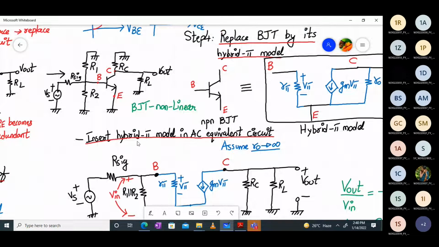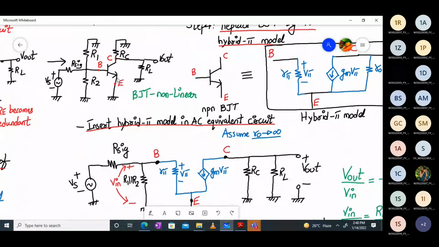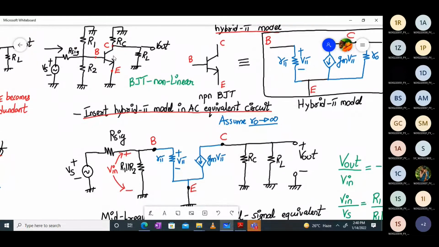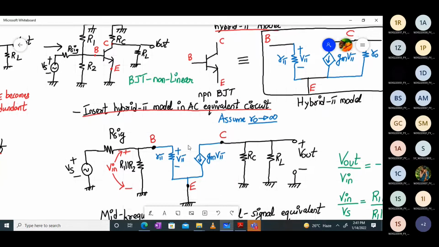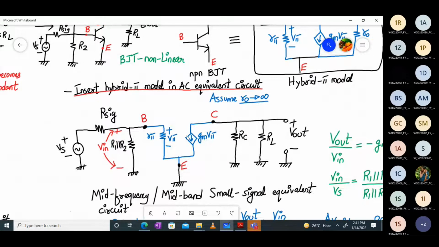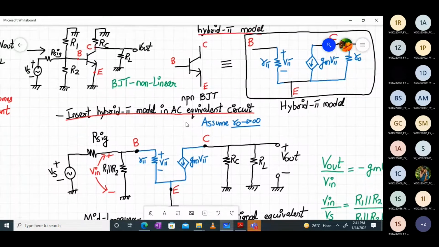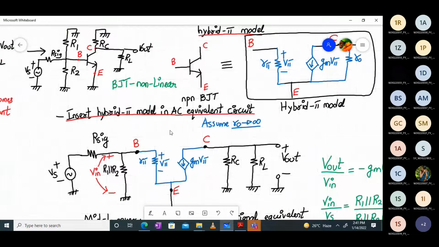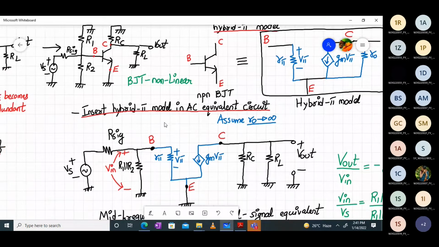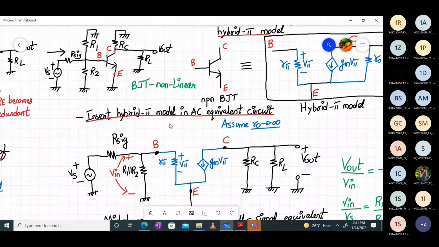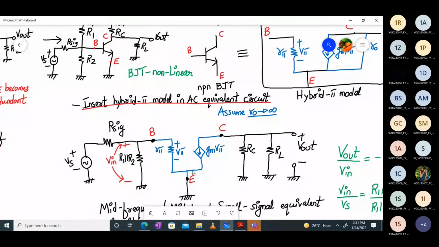Next, we have to insert the hybrid pi model in the AC equivalent circuit. So this is my AC equivalent circuit here. We have to replace the BJT by its hybrid pi model, and we have done exactly that over here. First of all, we have drawn the hybrid pi model, and we have assumed RO to be infinite for convenience and better simplification. If not, we would have to consider RO everywhere. So right now in the analysis, RO is infinite. We'll draw the hybrid pi model first.